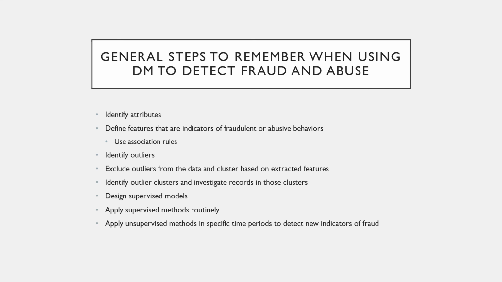I want to recap on the general steps that you should remember when using data mining techniques to discover fraud and abuse within the healthcare field. First, you want to identify the most important attributes to include. Second, you should define new features that are indicators of fraud or abuse. Next, identify unusual records by outlier detection. Then, go ahead and exclude the outliers from the data and cluster your records based on the extracted attributes. Next, identify and investigate the clusters and the outliers.